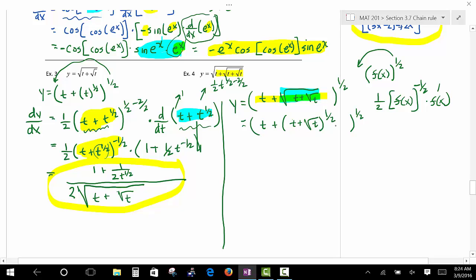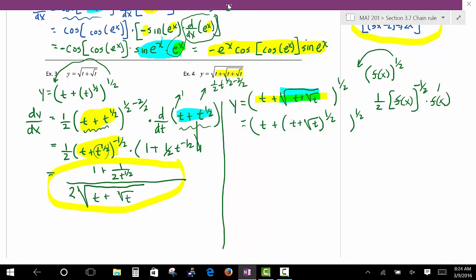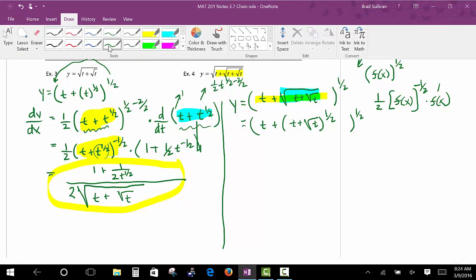Does that make sense? It's all how you see stuff. You have to see stuff the right way. Then I would probably go ahead and just maybe change that to a 1/2 power. Then we'll start getting ready with our derivative.